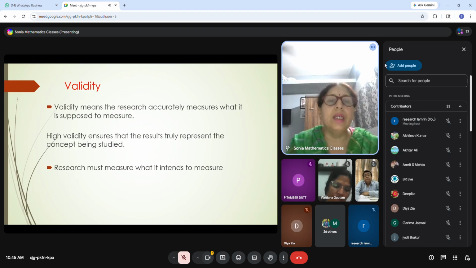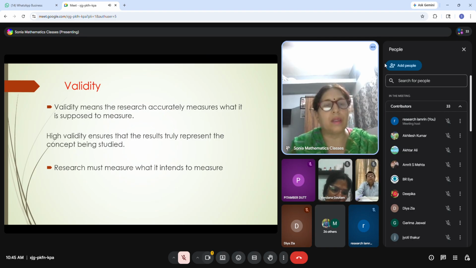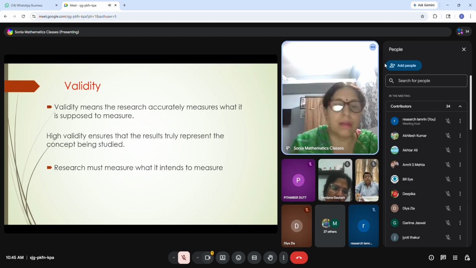Validity means research should accurately measure what it is supposed to measure. So high validity ensures that results truly represent the concept being studied. The results must measure what they intend to measure.